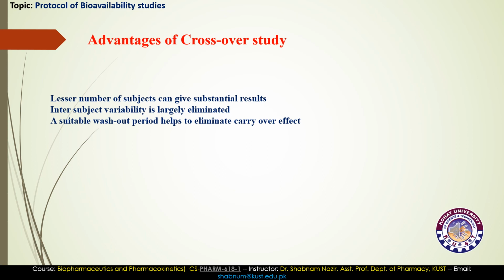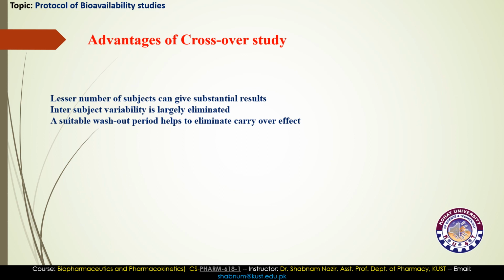Advantages of crossover study: a lesser number of subjects can give substantial results. As we have seen in the previous example of the two-way crossover study design, there were 14 subjects divided into two groups. Each group contained 7 subjects, and formulations A and B were administered to both groups in two segments of the study in a crossover way. So, despite the number of subjects being lesser, the results you get are substantial, and when the same formulation is administered to both groups, inter-subject variability also gets eliminated.